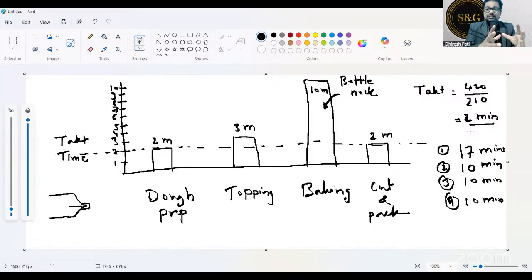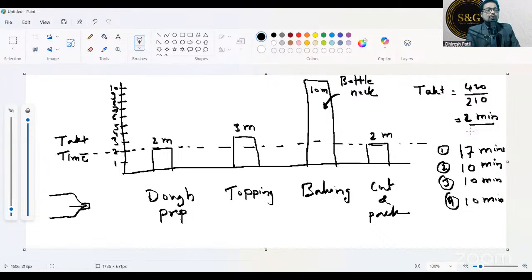Okay, so that means a lot of customers will be unserved. They will go back to the other competitor. They will not be happy. They will not be satisfied because your process is too slow, because there is a bottleneck in your process.